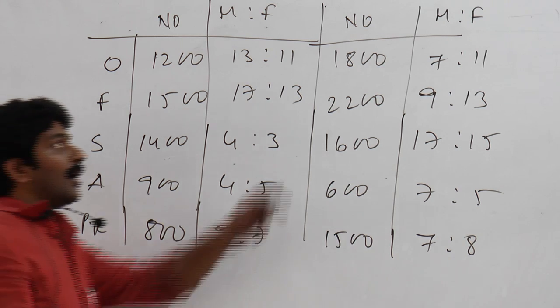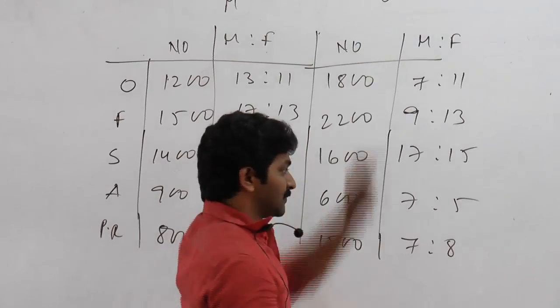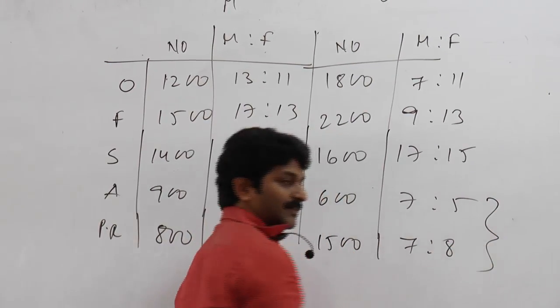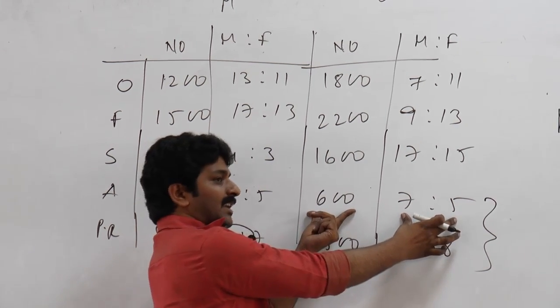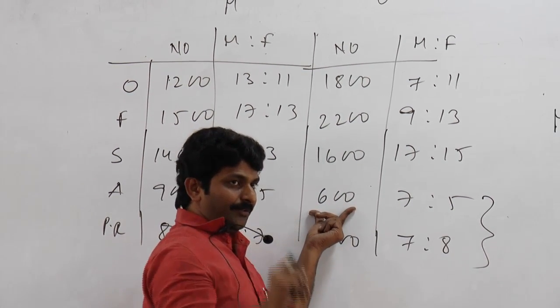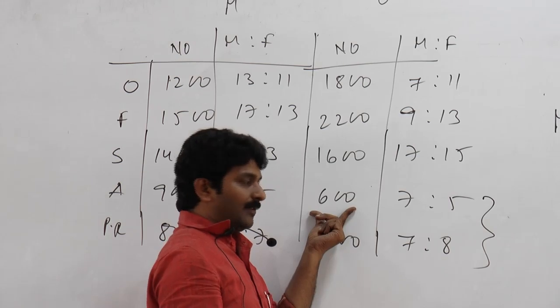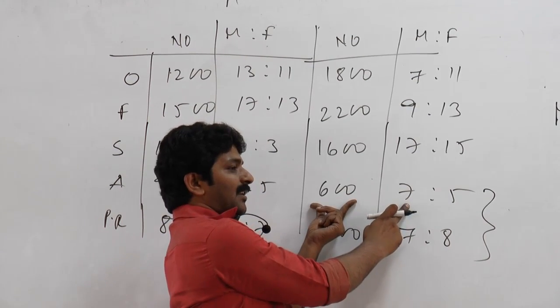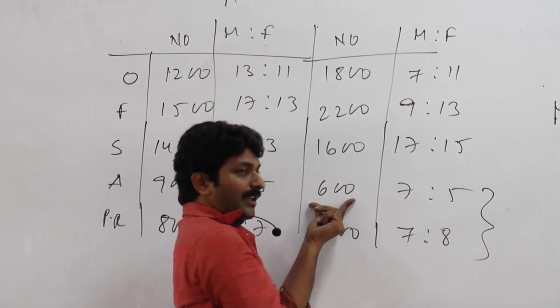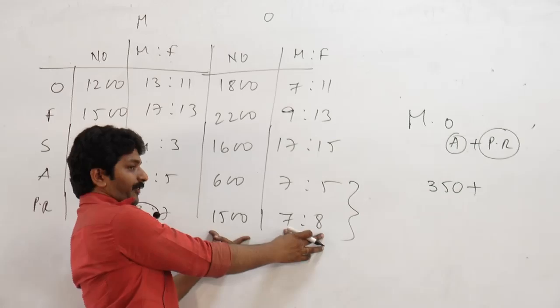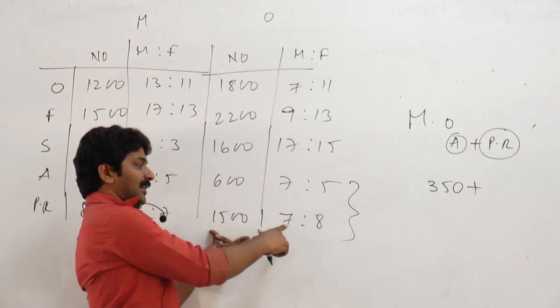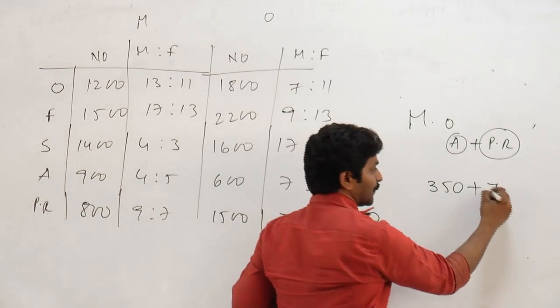Officers, male in these two departments. How many parts? 12 parts. 600 into 50. Male officers are 7 parts. 7 into 50, 350. And in PR, total how many parts? 15. 1500. 1 part, 100. 7 parts, 700.